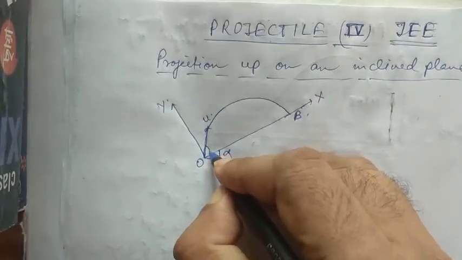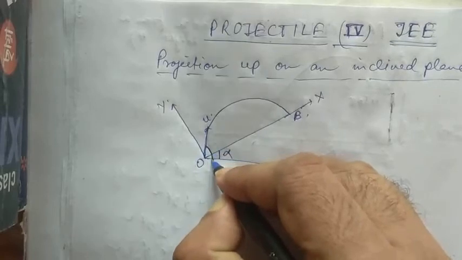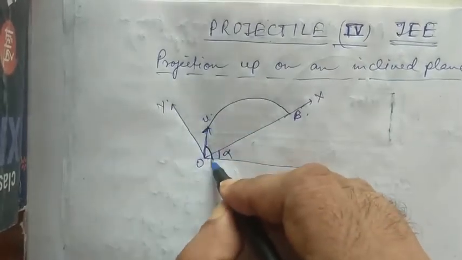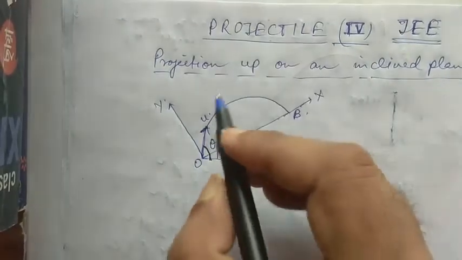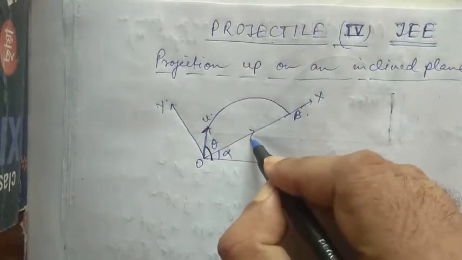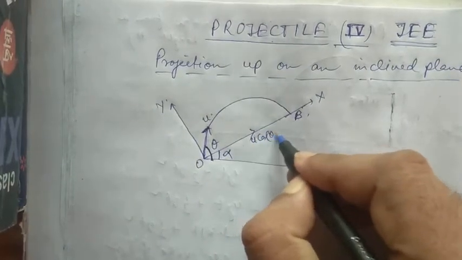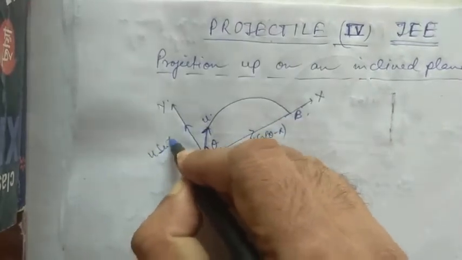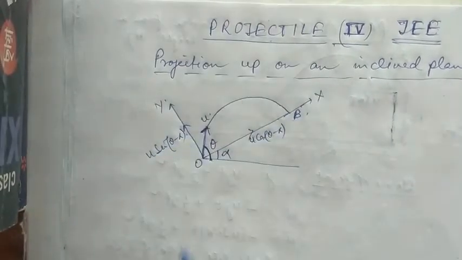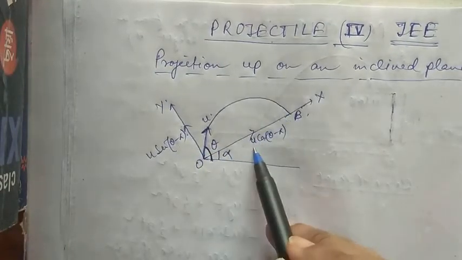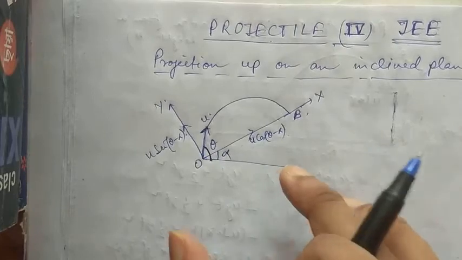Now the projection angle of the particle with respect to the ground is theta. So along this direction, that is u cos of theta minus alpha, and along this direction it is u sine of theta minus alpha. So the vertical velocity is u sine theta minus alpha and the horizontal velocity is u cos of theta minus alpha, if we consider the projectile like this.